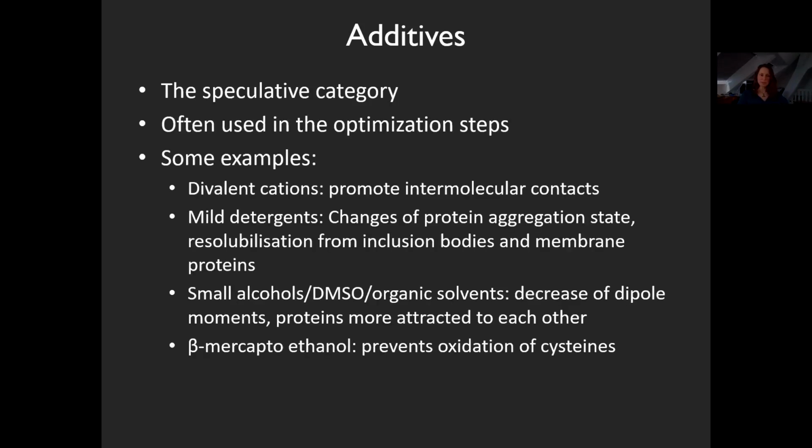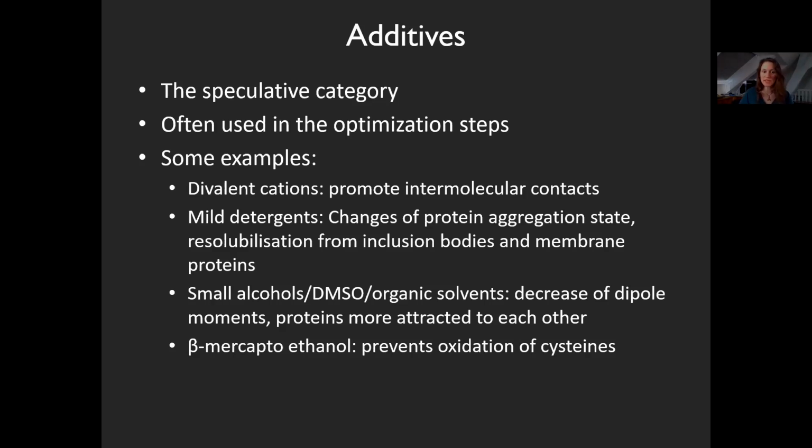It's often used in optimization steps. Some examples include divalent cations, which promote intermolecular contacts because they can interact with two charged groups. Mild detergents can change the protein aggregation state, for example resolubilization from inclusion bodies from E. coli, and membrane proteins. Small alcohols, DMSO, organic solvents decrease dipole moments. Proteins are more attracted to each other.